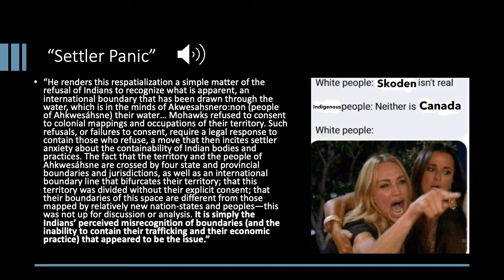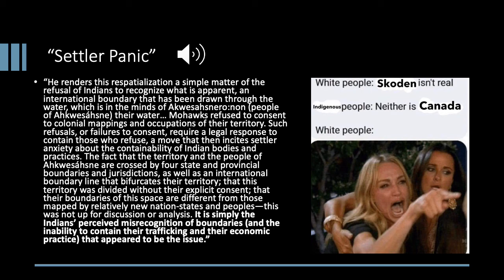And in this quote that I have, this long quote, Simpson is critiquing colonial narratives about quote-unquote smuggling and Mohawk practices of quote-unquote smuggling. And the problem, as it's framed within these colonial discourses, is a failure to recognize an international boundary that's been drawn through the water.